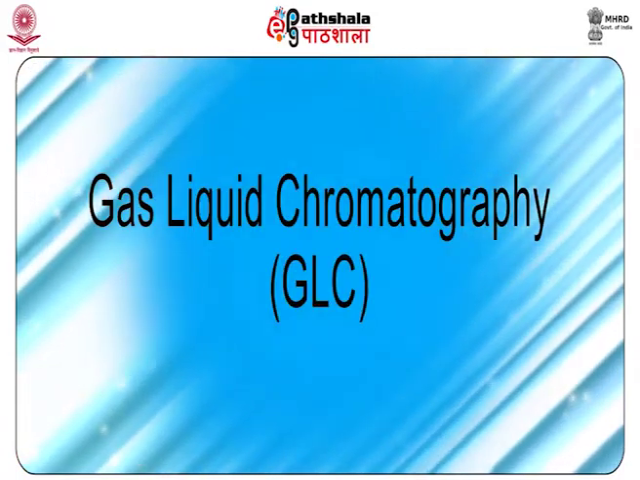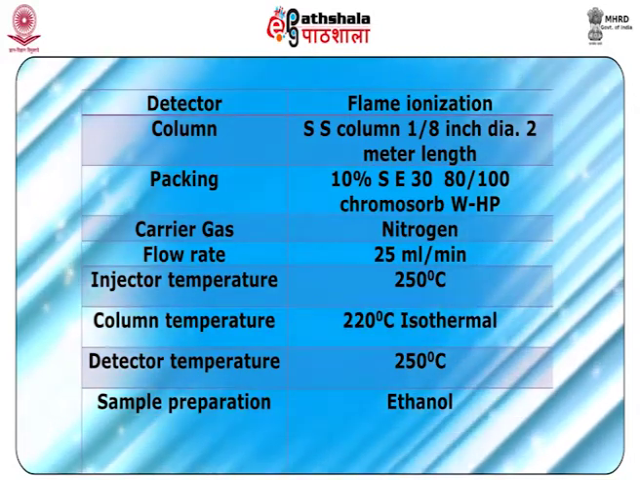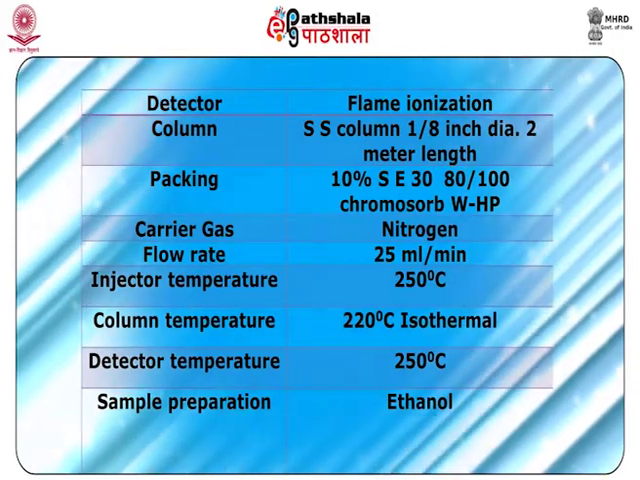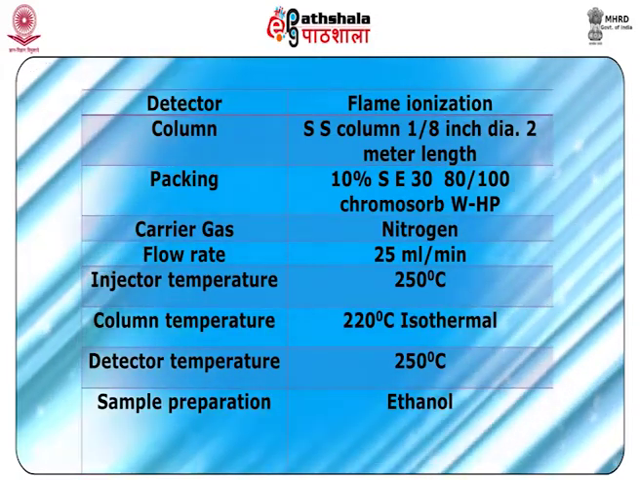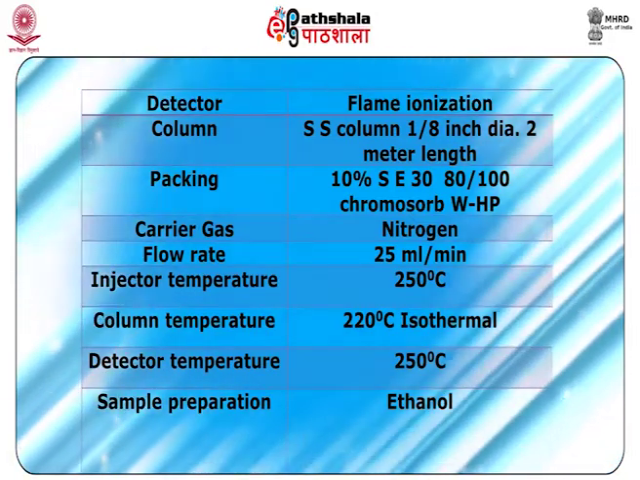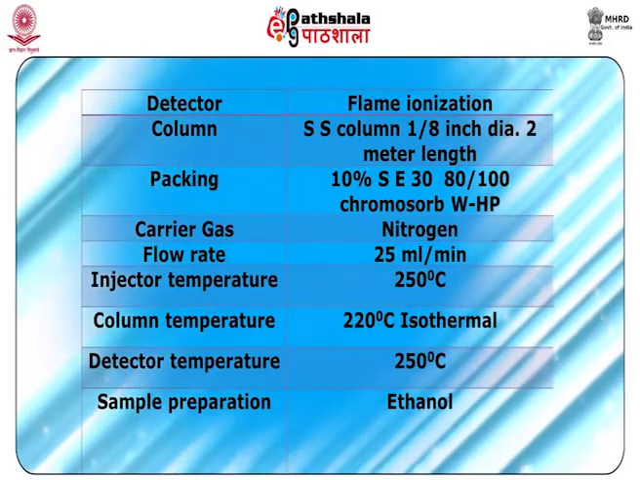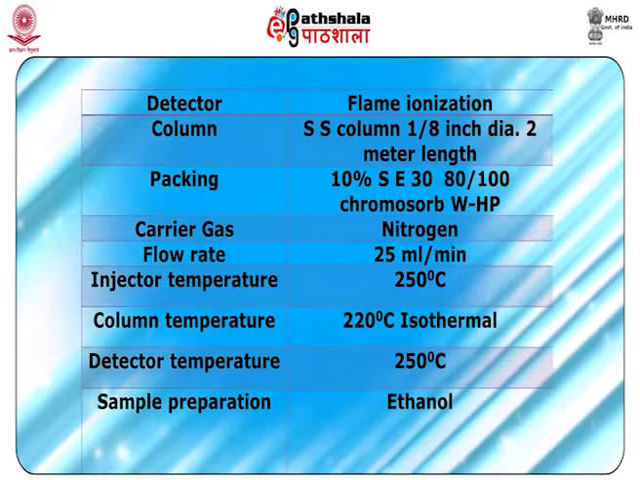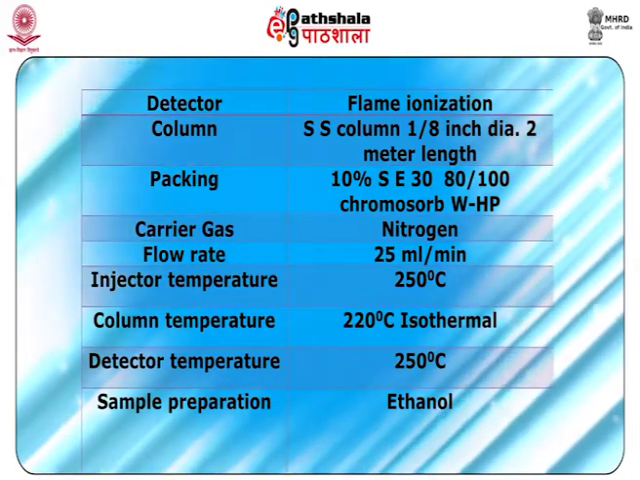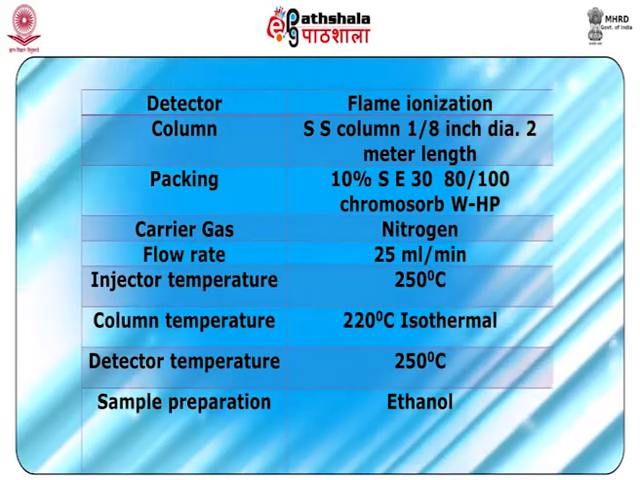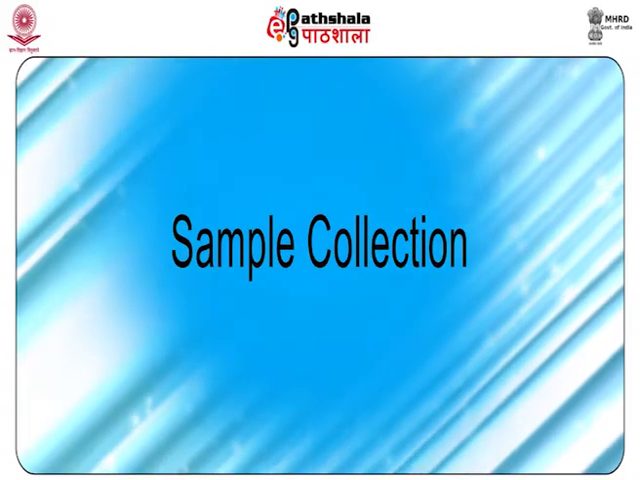Gas liquid chromatography or GLC with its standard conditions are: detector, flame ionization; column, SS column 1 by 8 inches diameter, 2-meter length; packing 10% SE-30, 80 by 100 mesh Chromosorb WHP; carrier gas, nitrogen, flow rate 25 milliliters per minute; injector temperature 250 degrees Celsius; column temperature 220 degrees Celsius isothermal; detector temperature 250 degrees Celsius. Sample preparation in ethanol. Next, we move on to sample collection.